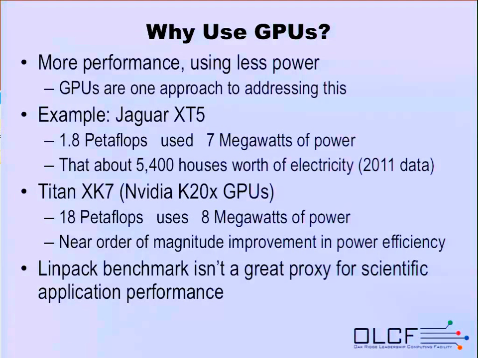So the Titan XK7 is an example of what happens when we throw an accelerator on there. In this case, it was an NVIDIA GPU, Kepler series. 18 petaflops were obtained with the LINPACK benchmark at 8 megawatts of power. So we got an order of magnitude more performance according to this benchmark with a very marginal increase in power. So this is almost an order of magnitude. So this is just an example of what happens with the use of GPUs.